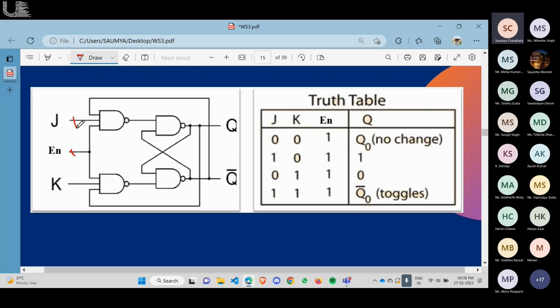If we have J as 1 and K as 1, we will get the output as Q naught. So we call it a toggle. Toggle means the output will reverse. Output will be the complement of the previous output. Toggling means the inverting of the output. So in both the cases it will depend on solving this, and we'll get Q naught.